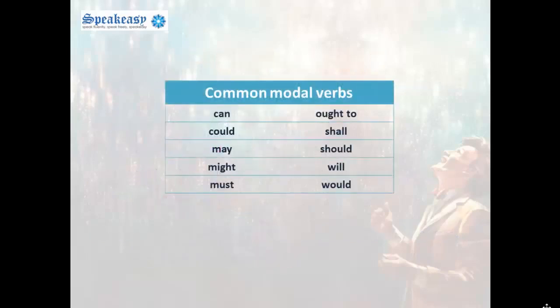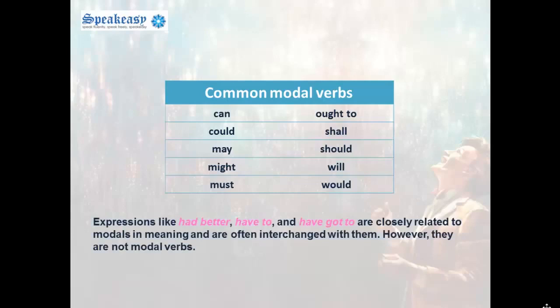So here's a list of some common modal verbs, by no means all of the modals. Can, ought to, could, shall, may, should, might, will, must, and would. Expressions like had better, have to, and have got to are closely related to modals in meaning and are often interchanged with them. However, they are not modals.